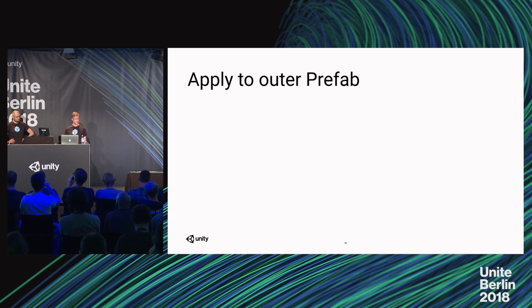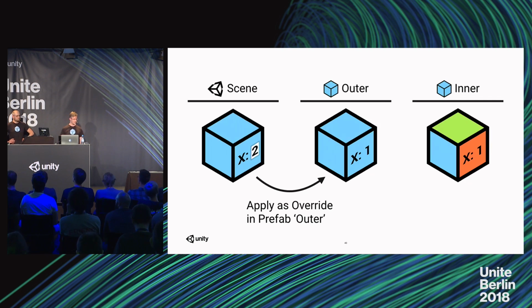We start with the simplest case, which is applying to the outer prefab. In this case, we have our override in the scene of a value of 2, and it's applied to the instance of the inner prefab inside the outer prefab, where it now lives as an override there. The instance in the scene is no longer an override. Overrides always disappear when you apply them. So now it inherits the value from the outer prefab.